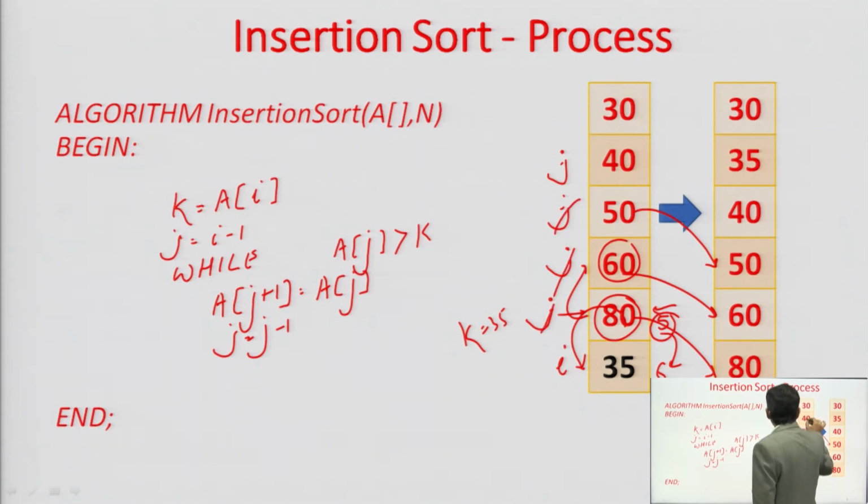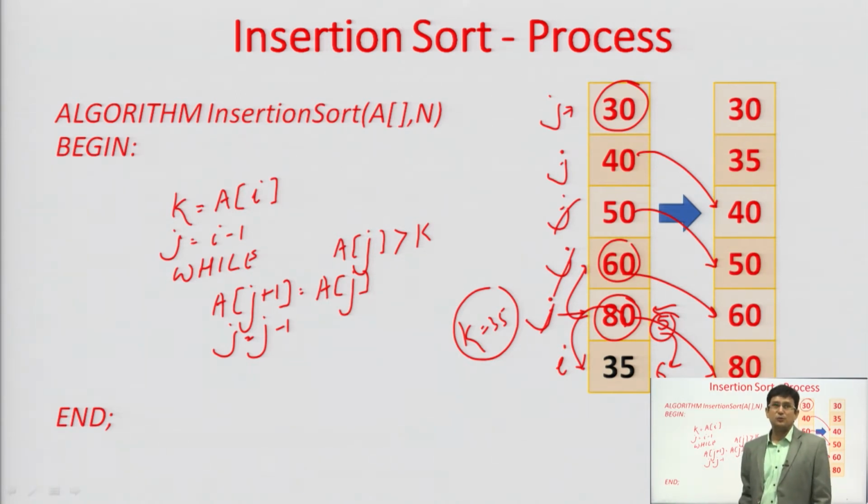Now if 35 is compared with this element, it is again larger, so this will again be shifted one step down, and j will be decremented by 1. So this is the current position of j. Now this element 30 is not larger than this k. So in this case, we will say that we have found the position where k should be inserted. This condition has failed, that means the loop has to be terminated.